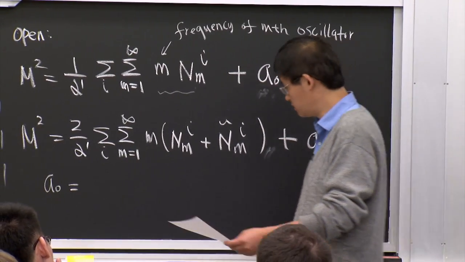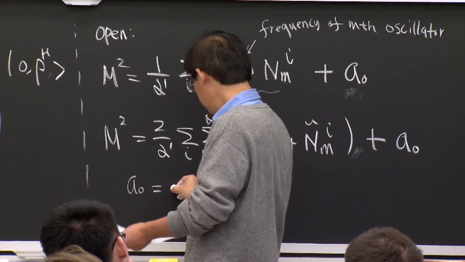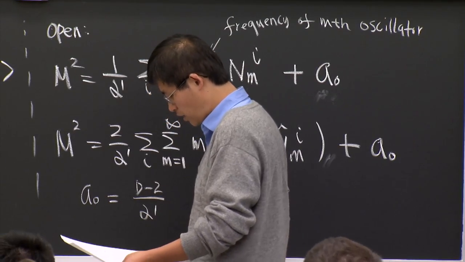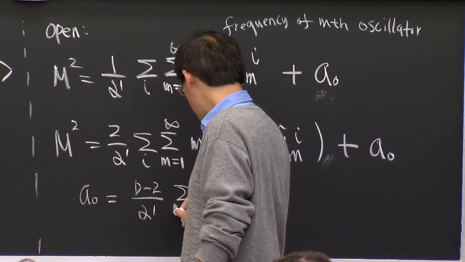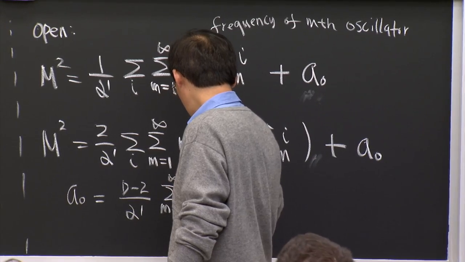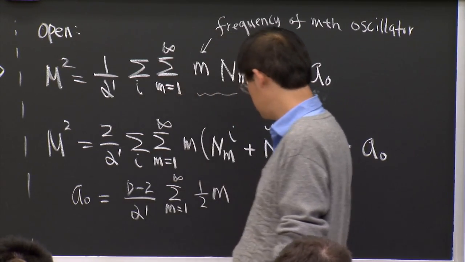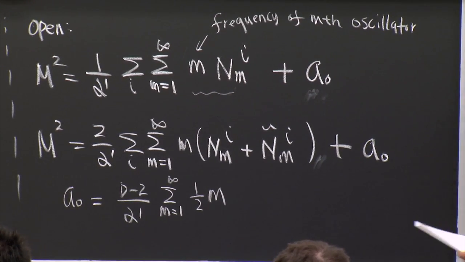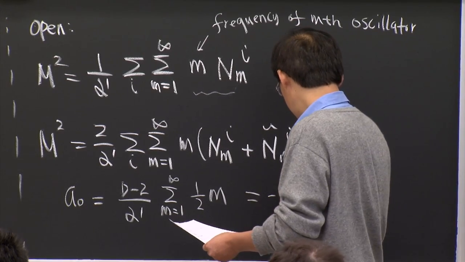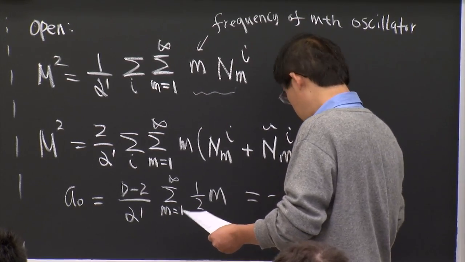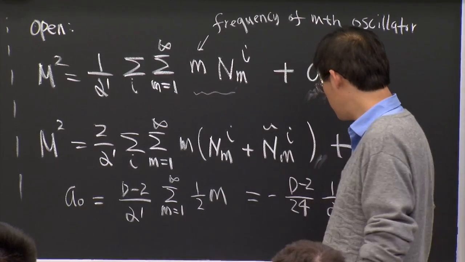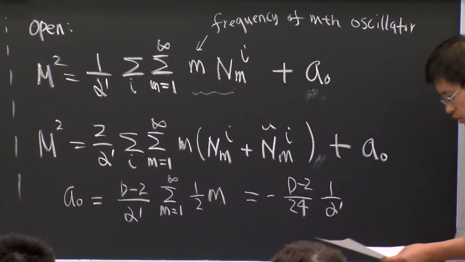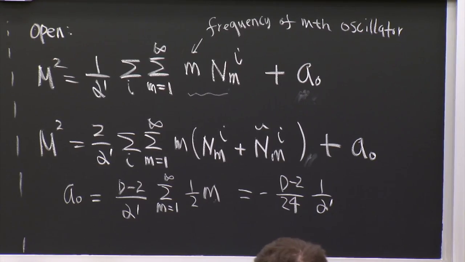Just add all of them together. So for example, for the open string, this just becomes alpha times d minus 2, because there are d minus 2 directions. And then you sum m equals 1 to infinity of 1/2 omega, and omega is m. Then I told you this beautiful trick last time, that this should be equal to d minus 2 divided by 24, 1 over alpha prime, because this sum over m from 1 to infinity of m gives you minus 1/12. So this is for the open string.